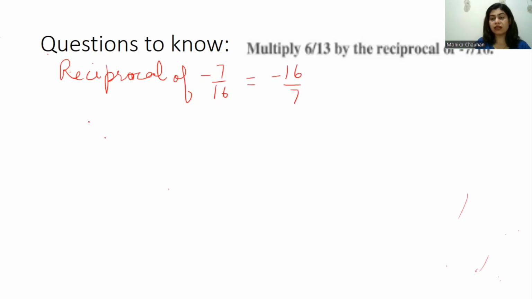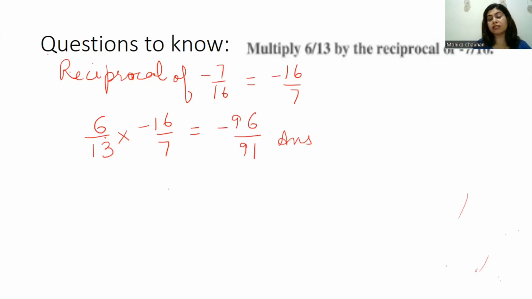Okay, so what is the question saying? Question is multiply 6 upon 13 by the reciprocal. Now reciprocal is minus 16 upon 7. So do you think anything can be divided? No, you cannot cut 6 by 7 or 16 by 13. That means I have to multiply numerator with the numerator. So 6 times 16, what is it? It is minus 96 upon, and 13 into 7 is how much? 91. And there is only one negative, so answer is minus 96 upon 91. An easy one, but you should understand how we are applying the reciprocal part over here.